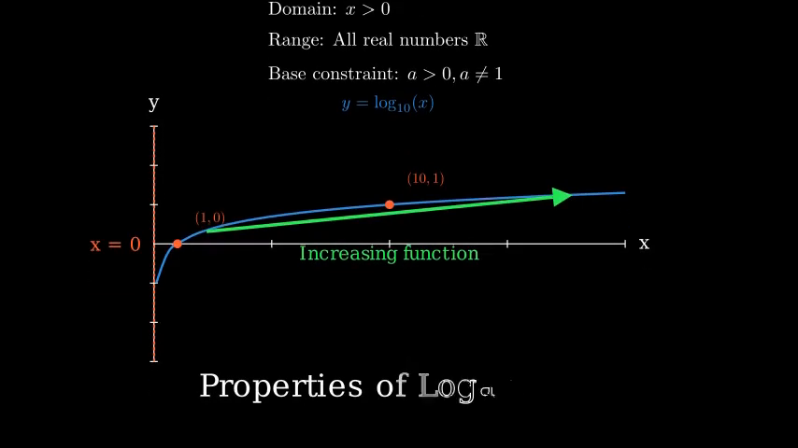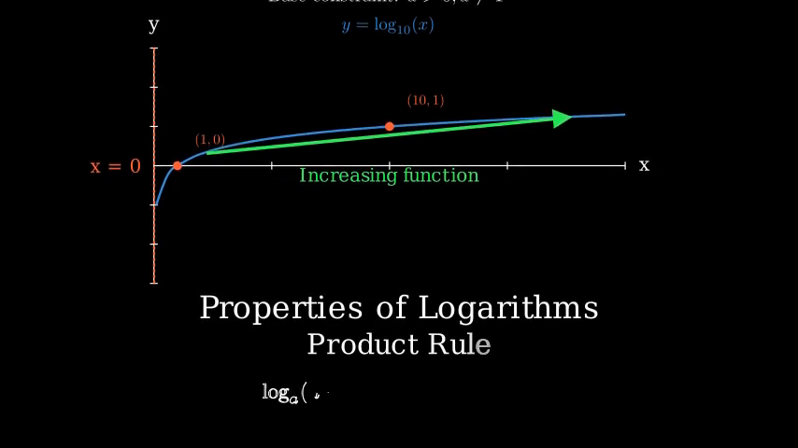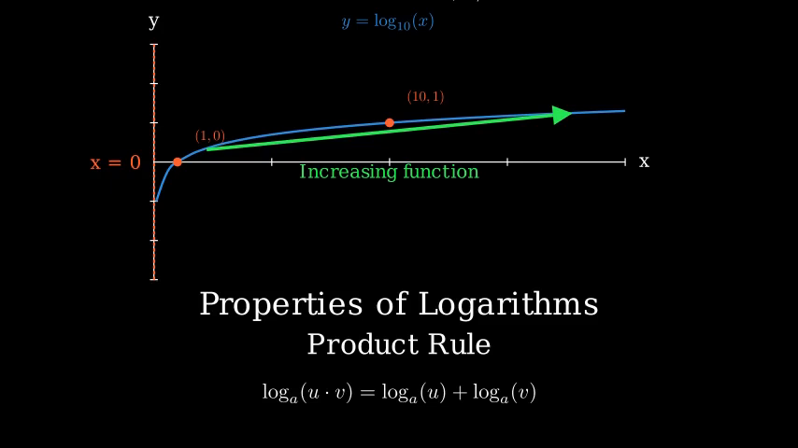Now, let's explore the fundamental properties or laws of logarithms that make them powerful tools in mathematics. There are three main properties we'll cover: the product rule, the quotient rule, and the power rule. Let's start with the product rule. The logarithm of a product equals the sum of the logarithms of the factors. In mathematical form, log base a of u times v equals log base a of u plus log base a of v.